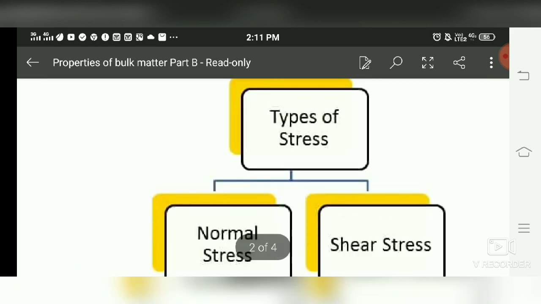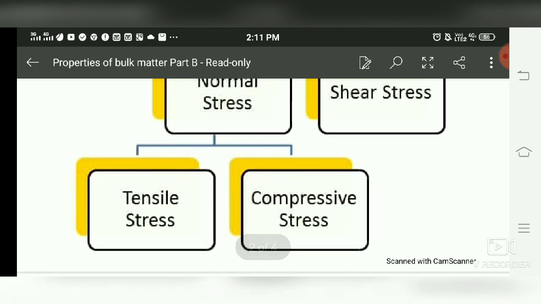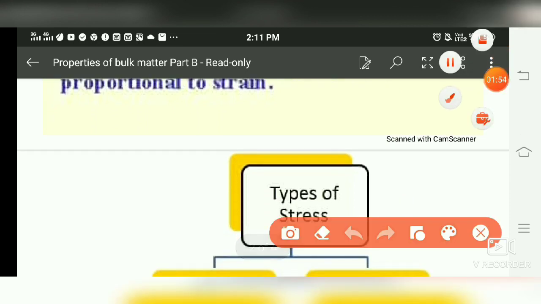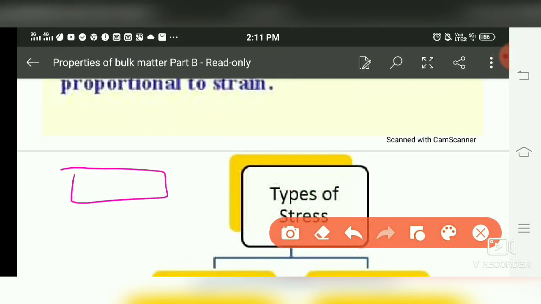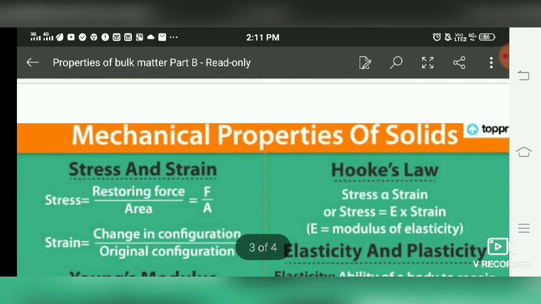Now there are different types of stress like normal stress and shear stress, and normal stress is of further types, tensile and compressive. Now what's the meaning of normal? Suppose I have a length, and if I apply force on it normally, so it is a normal stress. But if I apply force in such a way that it displaces through some angle, that is called shear stress. This is the stretching and this is the compressive.